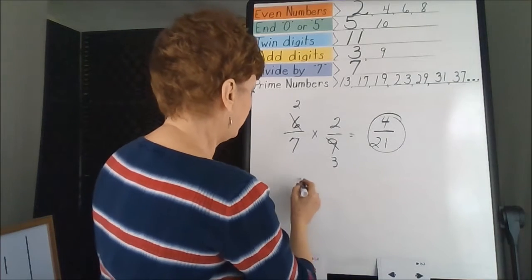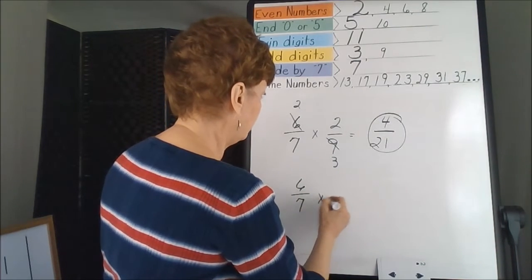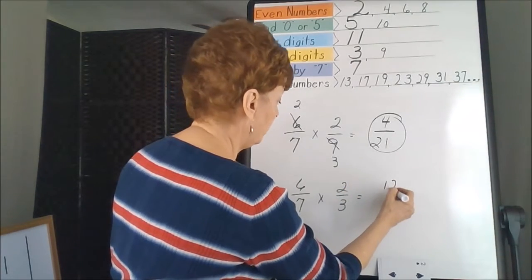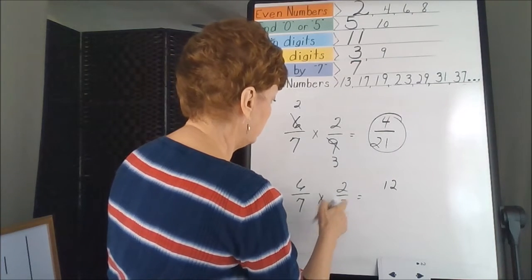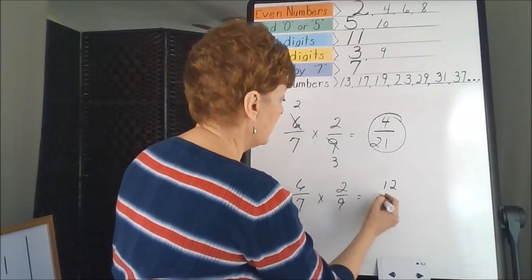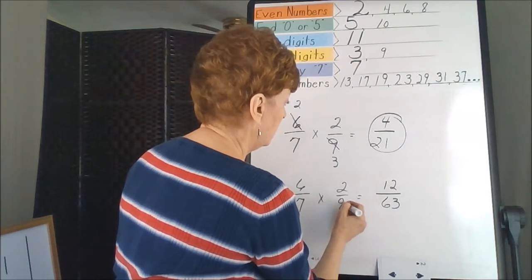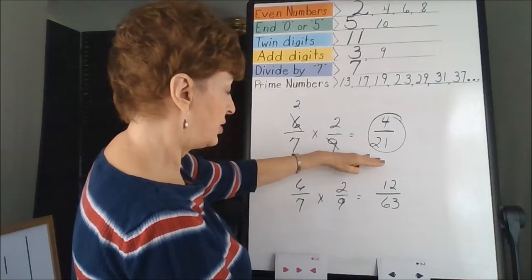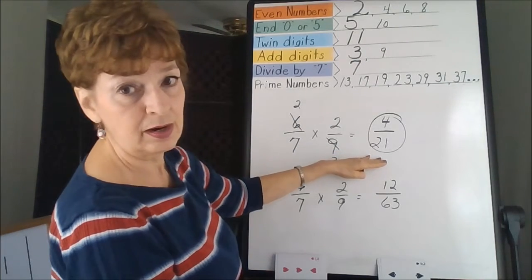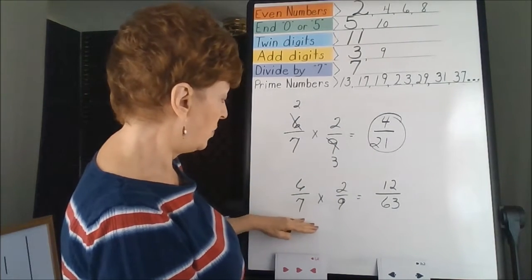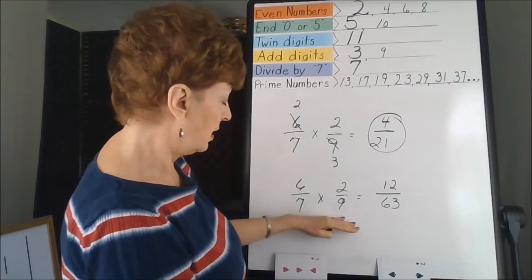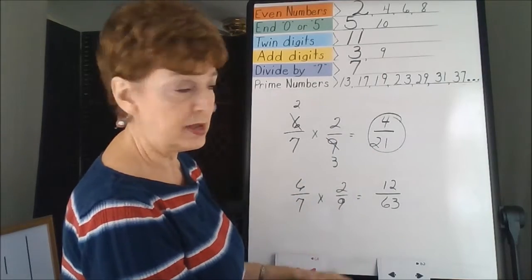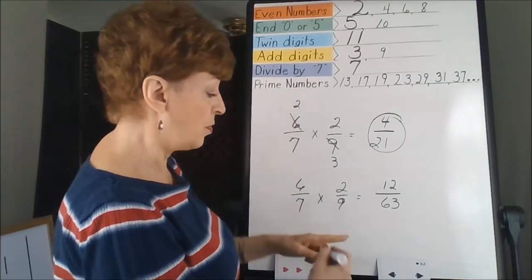It was better than if we did this problem. 6 times 2 is 12. 7 times 9 is 63. When we finally got to our answer here, it was already in lowest terms. This way, the multiplication was a little more of a challenge, but the reducing step would have been harder here. There was no reducing step there because you reduced before you multiplied. All right.